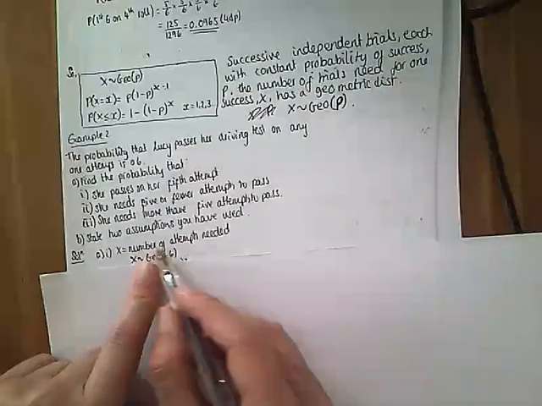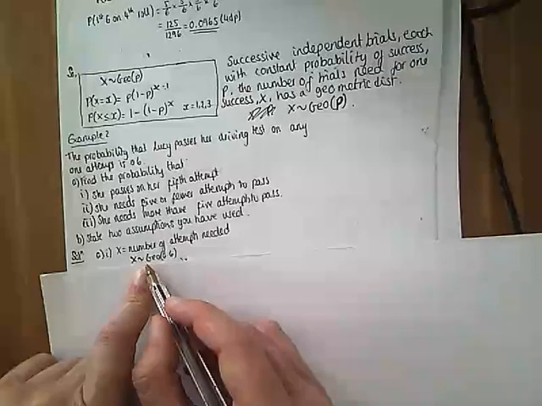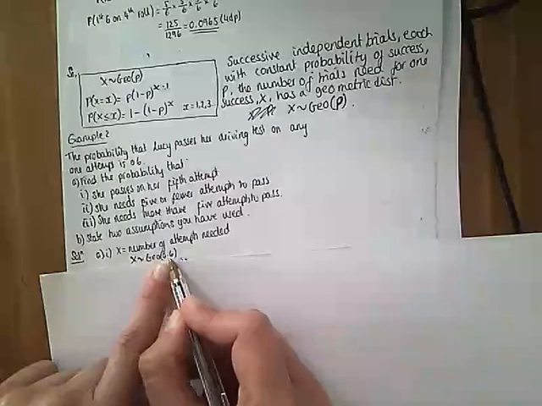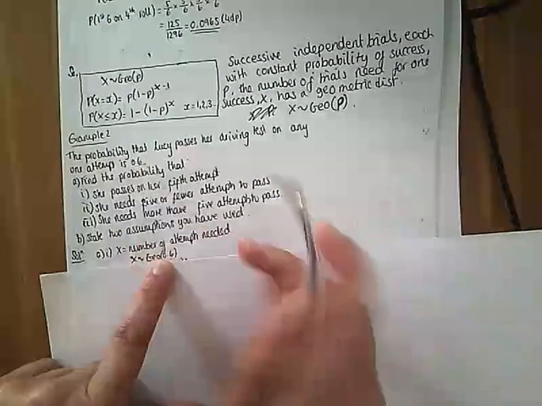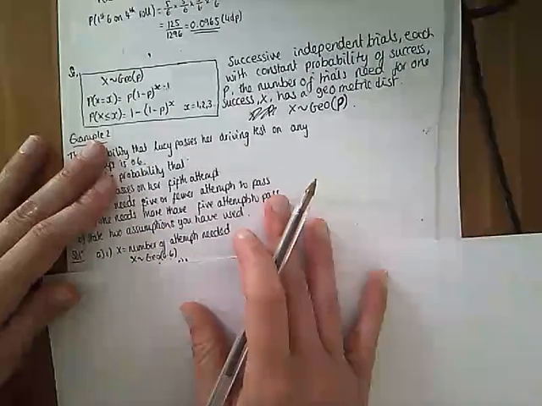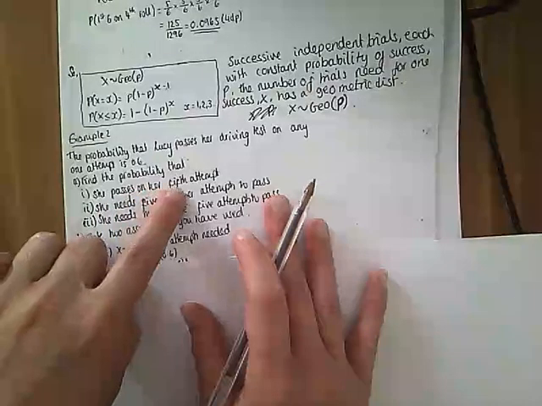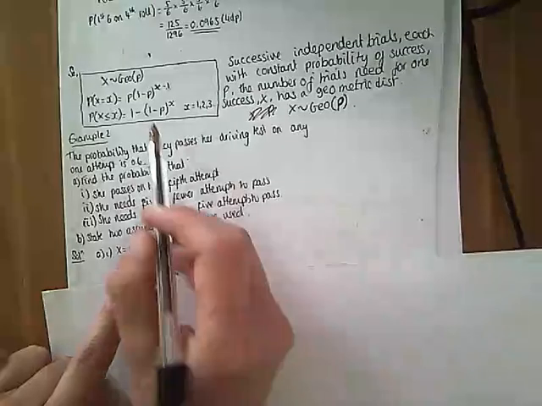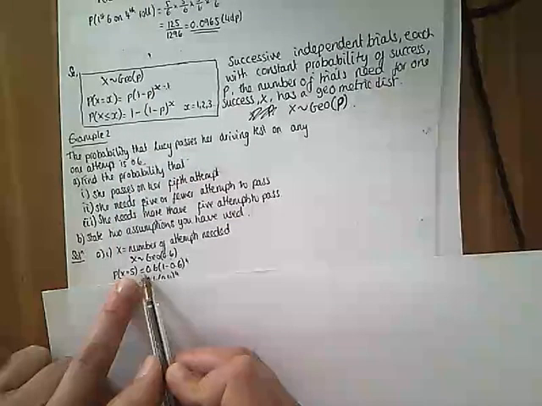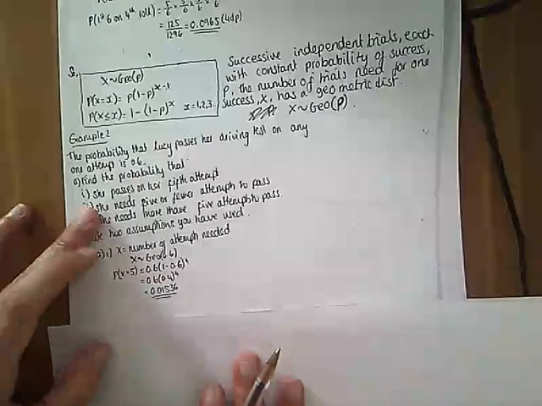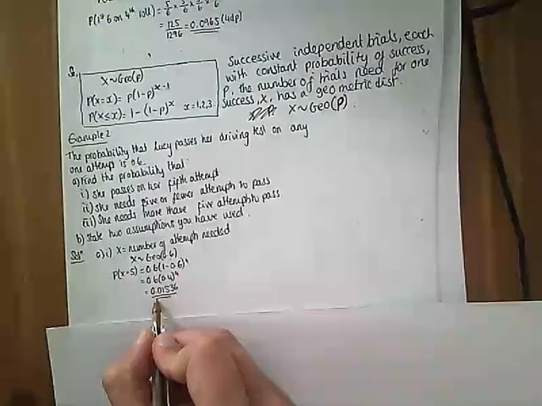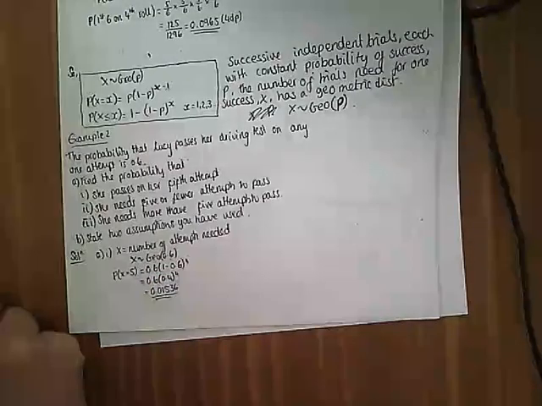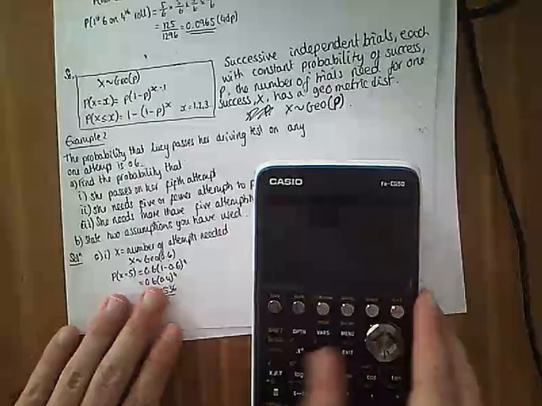X is the number of attempts needed. And so x is geometrically distributed with a probability of success of 0.6 because the probability she passes is 0.6. Okay, we would like to know the probability that she passes on her 5th attempt, i.e. the probability that x equals 5. So we can use this formula up here to work out the probability that x equals 5, and you should get 0.01536.